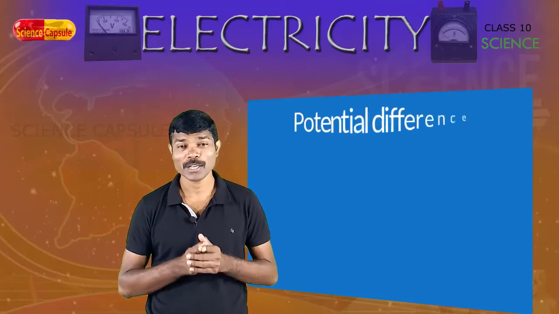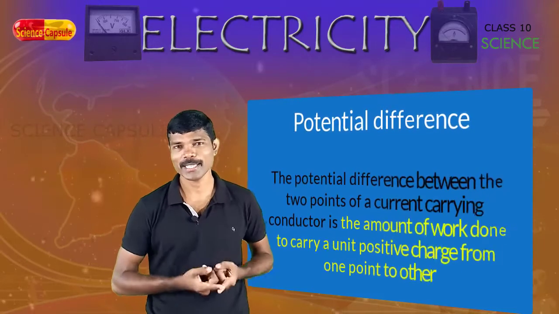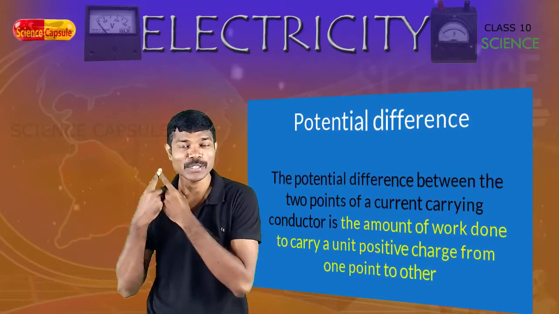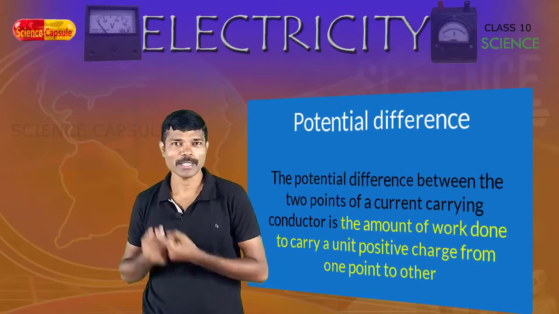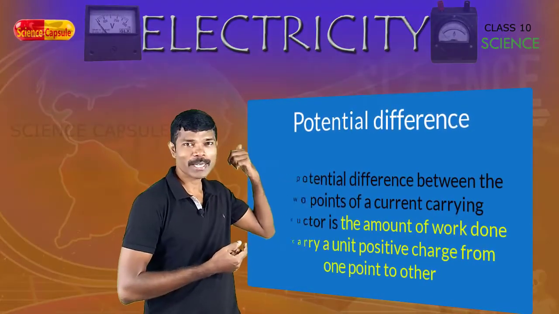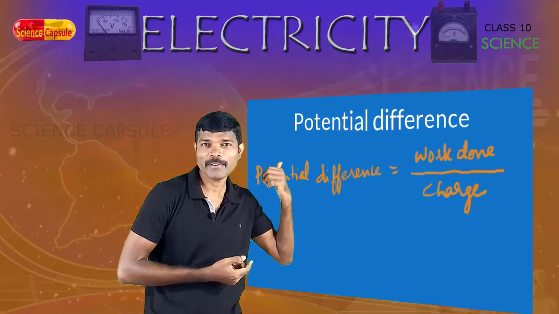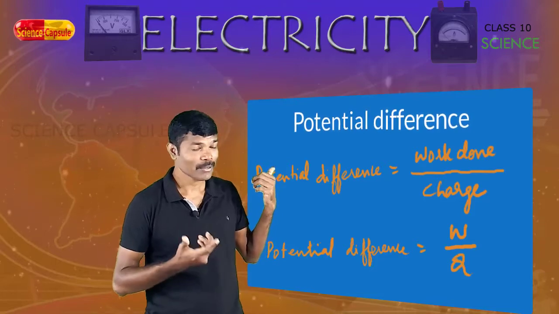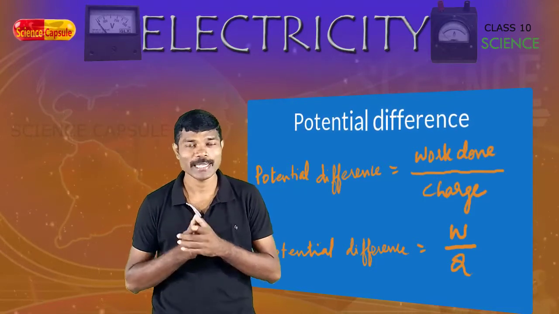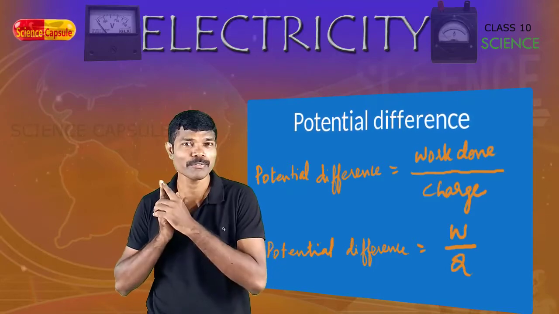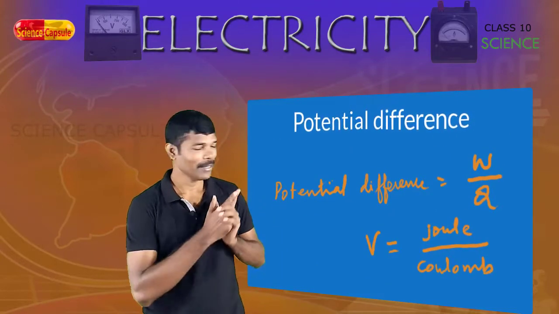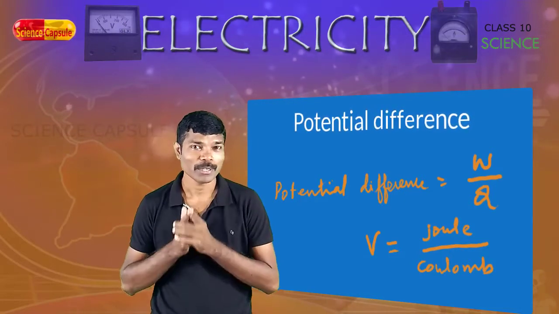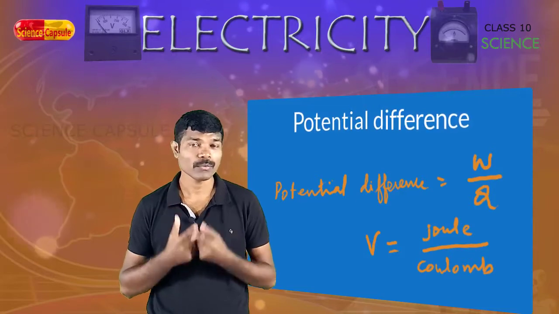So, potential difference across the 2 points of a current carrying conductor may be defined as the amount of work done to carry a unit charge from one point to another point. So, mathematically it can be expressed as potential difference is equal to work done divided by charge. Here the symbol of work done is W and symbol of charge we know already, Q. On substituting the SI units, we will get the unit of work done is joule, right, and unit of charge is coulomb. So, the SI unit of potential difference is volt, also known as voltage.